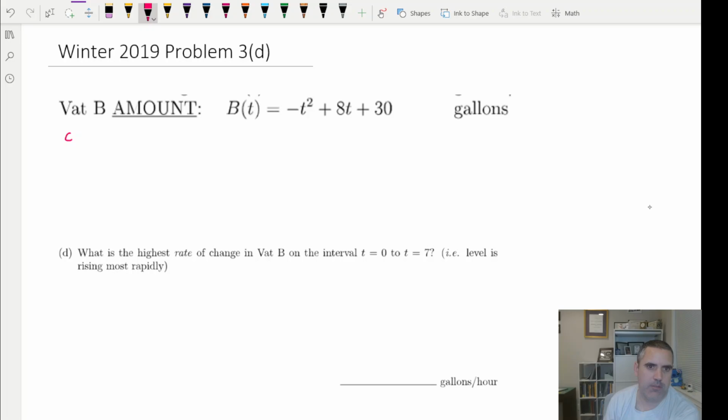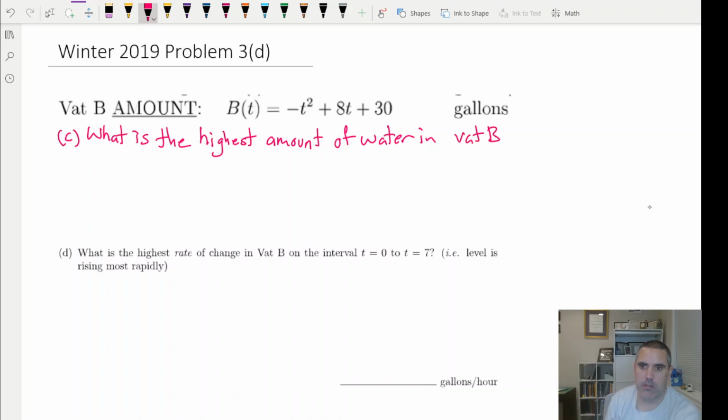Let's call this part C, even though that wasn't part C of the question. This was a question about water in a vat. What is the highest amount of water in vat B on the interval from t equals 0 to t equals 7?